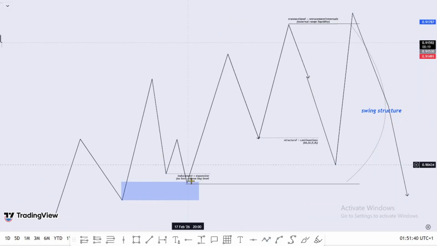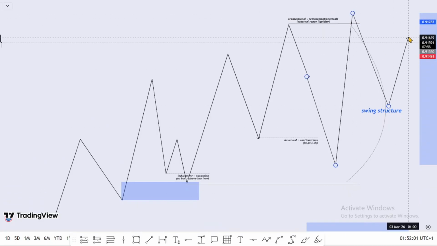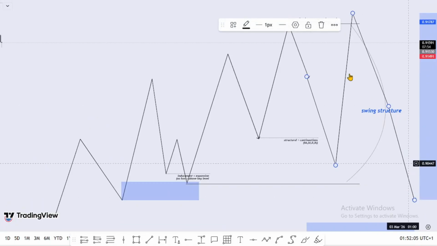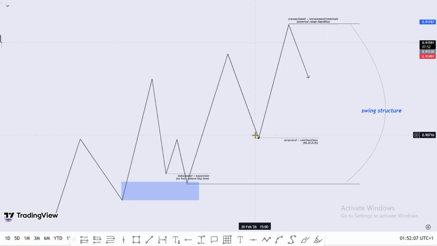Inducement liquidity is used for expansion. Structural liquidity is used for continuation. When price takes out inducement liquidity, you get an expansion. And when price takes out structural liquidity, you get a continuation of the move. When it takes out transactional liquidity, in some cases you get a retracement and price will continue to the upside, but in other cases you get a reversal. So I want you guys to take note of this.